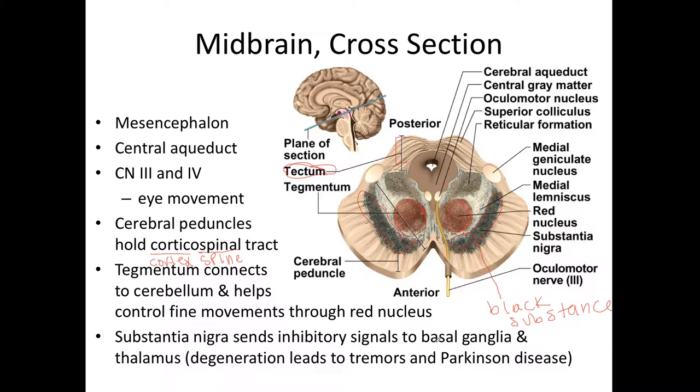This sends inhibitory signals to the basal ganglia and the thalamus, and that helps control unwanted muscle movement. So if it degenerates, you get unwanted muscle movements in the form of tremors, and the pathology is called Parkinson's disease.